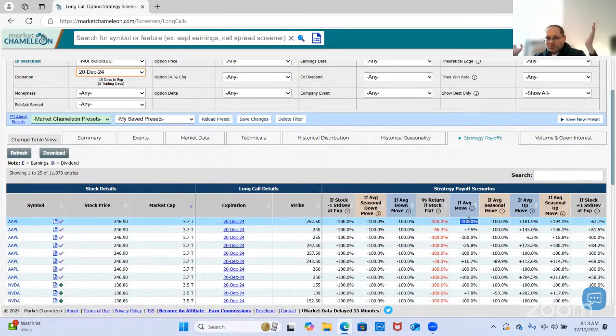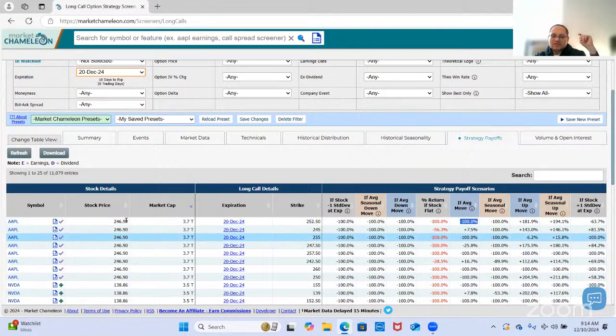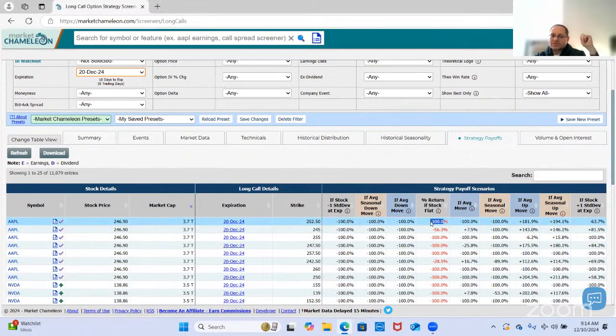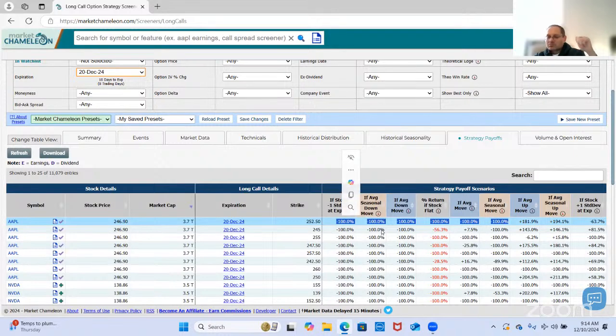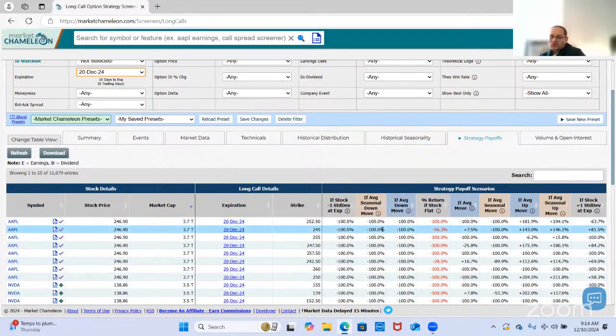Basically, that 1% move is not enough, okay? It's not enough. We're still down 100%. If the stock is flat, if it's at 246.90, what do we lose? 100%. And if the stock moves its average move, seasonal move, also down 100%. So basically, here we could see there's a lot of scenarios. If we use historical data, you're risking 100% of the investment.